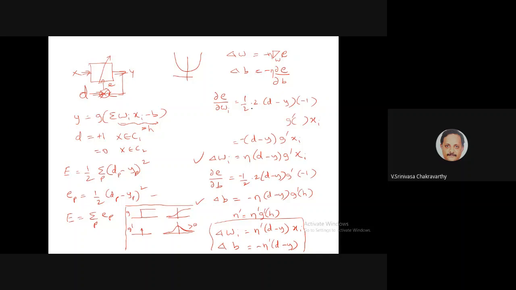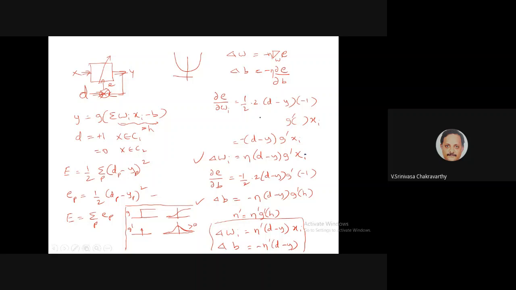delta W is equal to minus eta times del E, so that works out to be eta times (d minus y) times g prime, times xi. So g is a smooth sigmoid function, the logistic function, so you can take a derivative of that. We could not have done that previously with the step function, because the step function derivative is zero almost everywhere except at the origin, where the derivative is not defined. So there's a problem there mathematically.